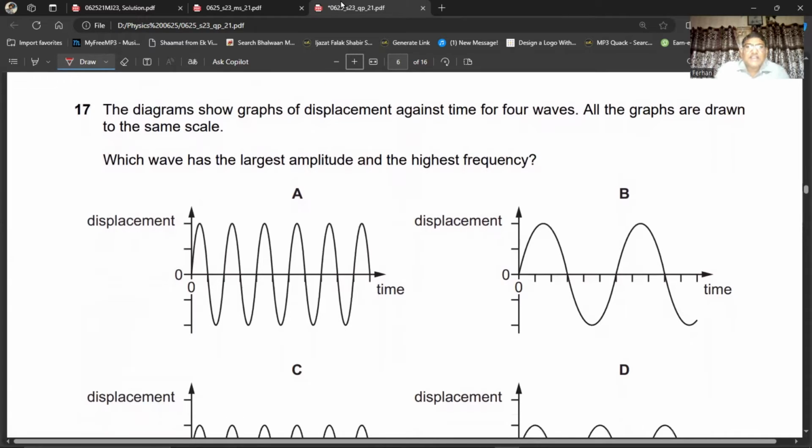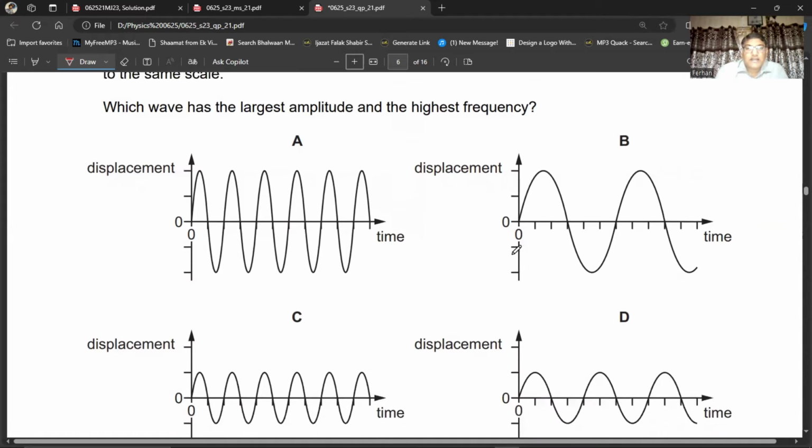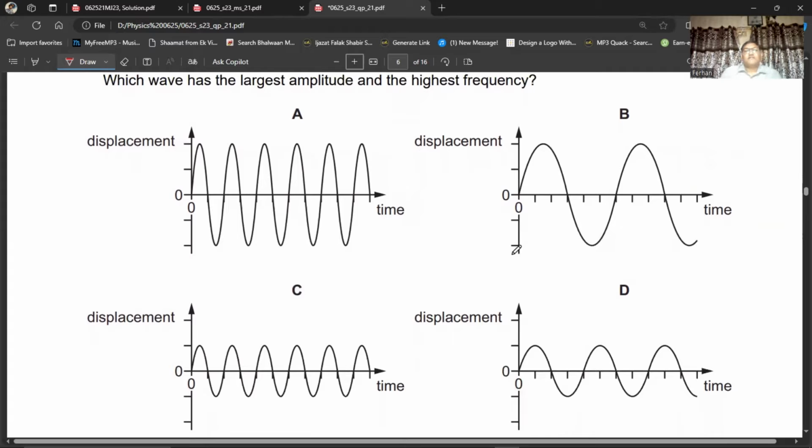Question number 17. He says the diagram shows graphs of displacement against time for 4 waves. All the graphs are drawn to the same scale. Which wave has the largest amplitude and the highest frequency? Largest amplitude means from the mean position how high you go. For example, this is going 2, this is also going 2, and these are going only 1 up from the mean position. So the highest amplitude is either in A or B.